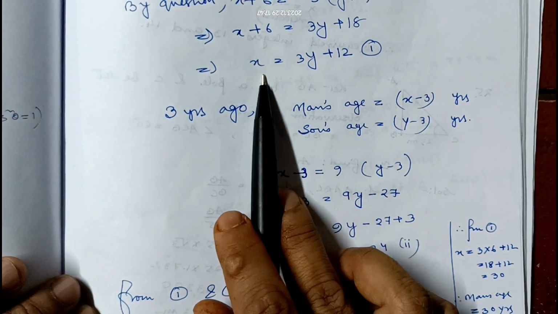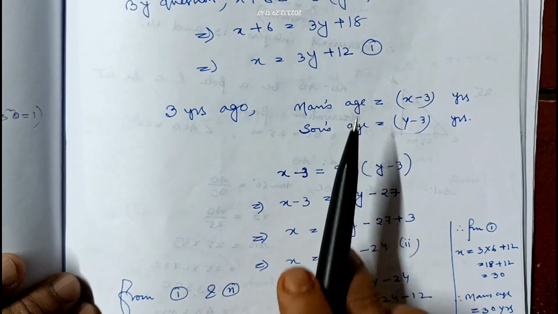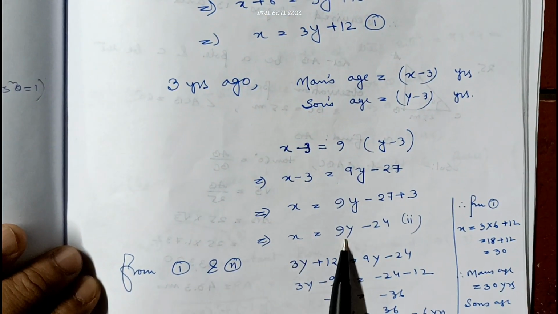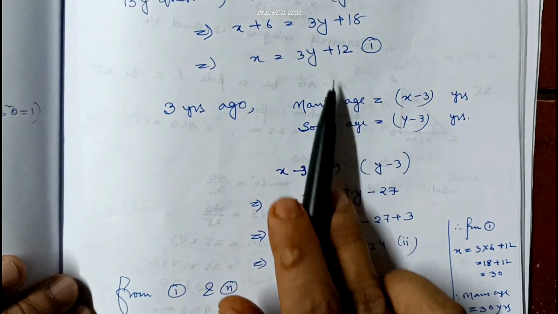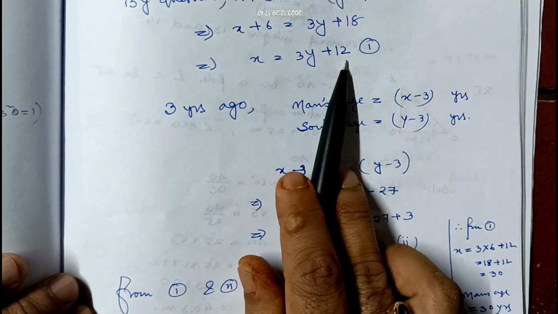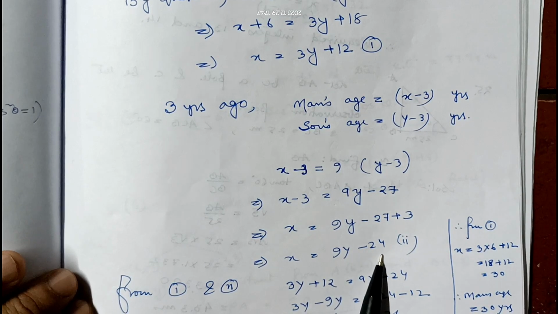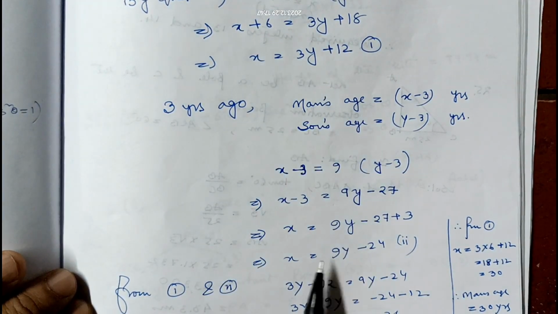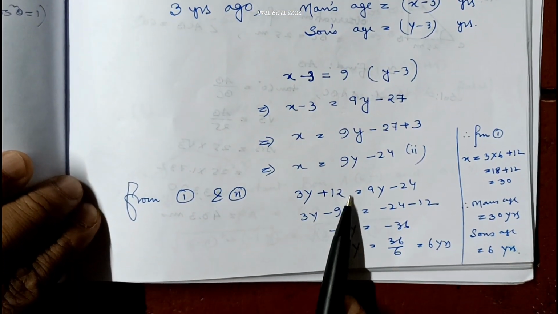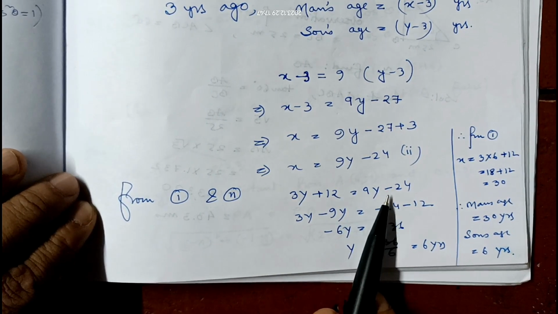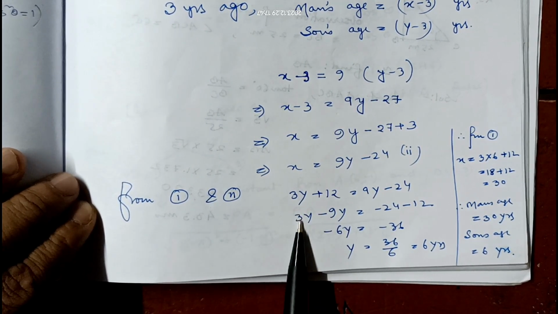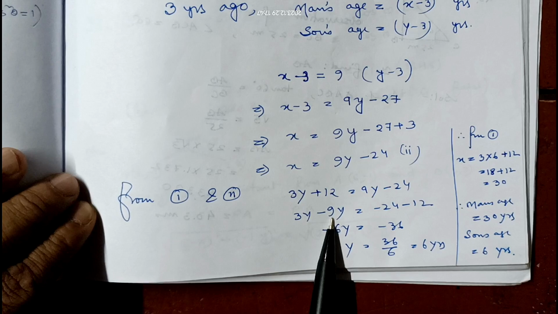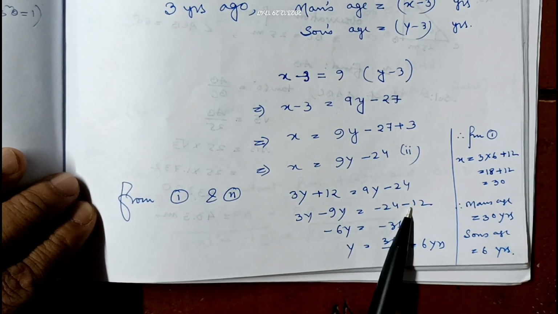So here we got x equals 3y plus 12, and here we got x equals 9y minus 24. From 1 and 2 we can equate: 3y plus 12 will be 9y minus 24, because both are equal to x. So 3y plus 12 equals 9y minus 24. If I transfer all the y to the same side, 3y minus 9y, and 24 minus 12.